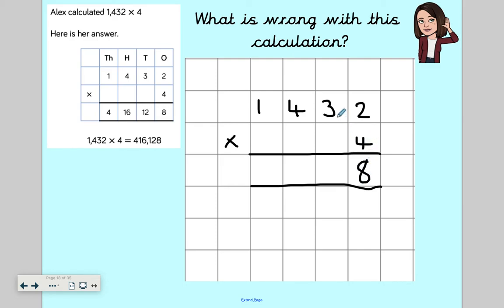3 times 4, or 4 times 3, either way again. 3 times 4 is 12. Now Alex has put that here. Well, what has Alex done wrong?